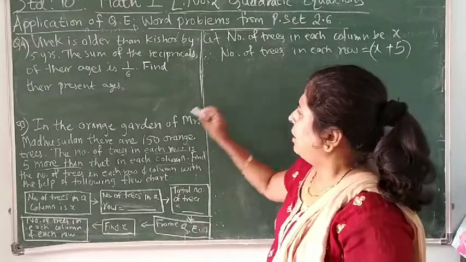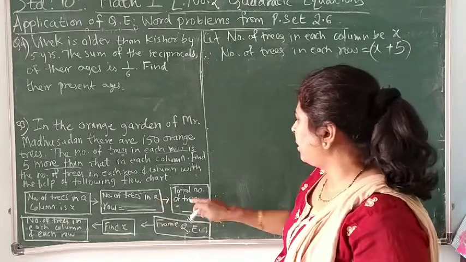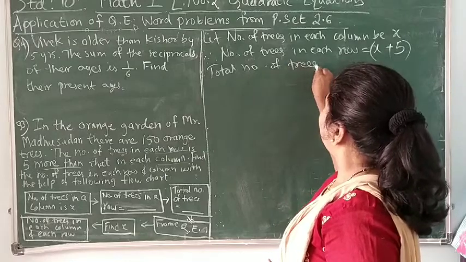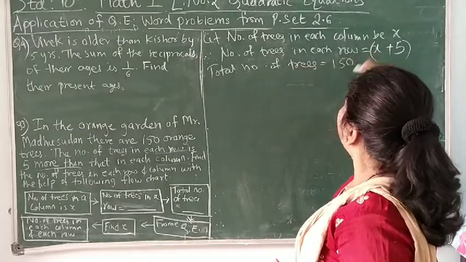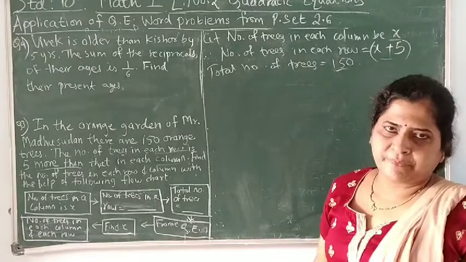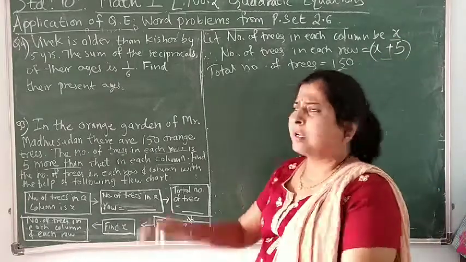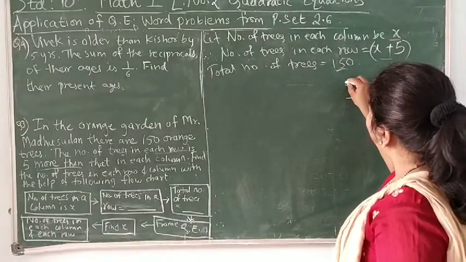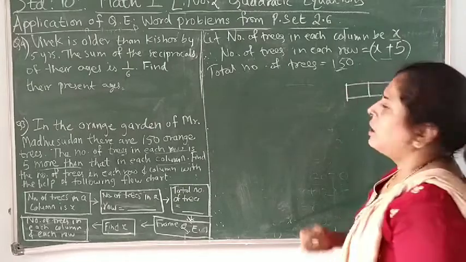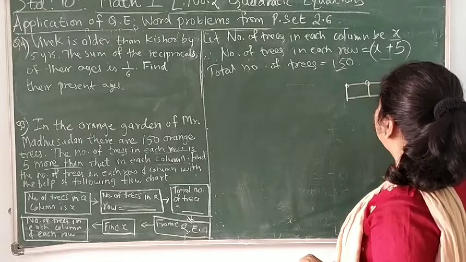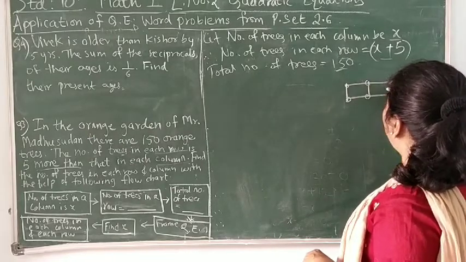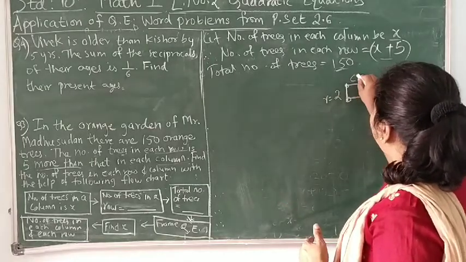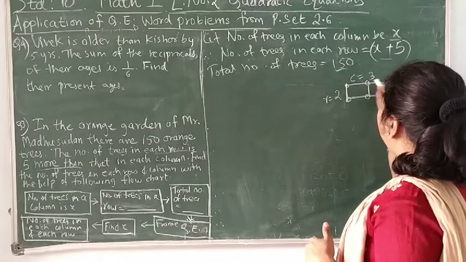Now, how can we frame the equation? What is the total number of trees? We have to write the total number of trees given to us. It is 150. Then, how can we frame this equation from these three numbers? Take one simple example. If you don't understand what should be done over here, suppose you have 2 rows and there are 3 columns: 1, 2 and 3. So how many trees are there? In the first row we have 3 trees, in the second row we have 3. How many rows are here? 2 rows. And how many columns? 3 columns. Correct? And the total number of trees is 6.